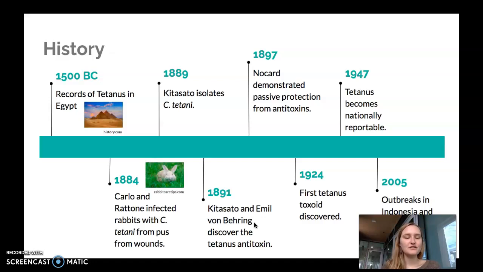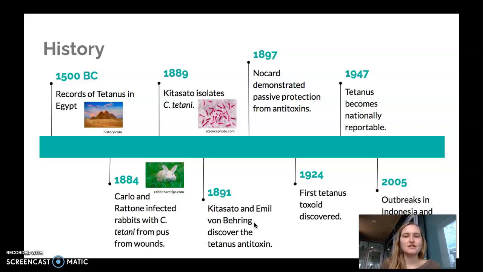And so that showed that there is some bacteria that is an infectious agent. And then Kitasato was able to isolate Clostridium tetani, which is always a good step towards finding out more about the disease. And then he, as well as Emil von Behring, discovered the tetanus antitoxin.